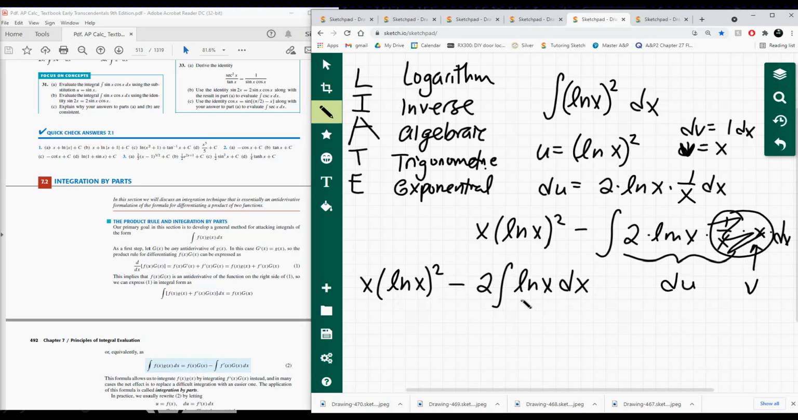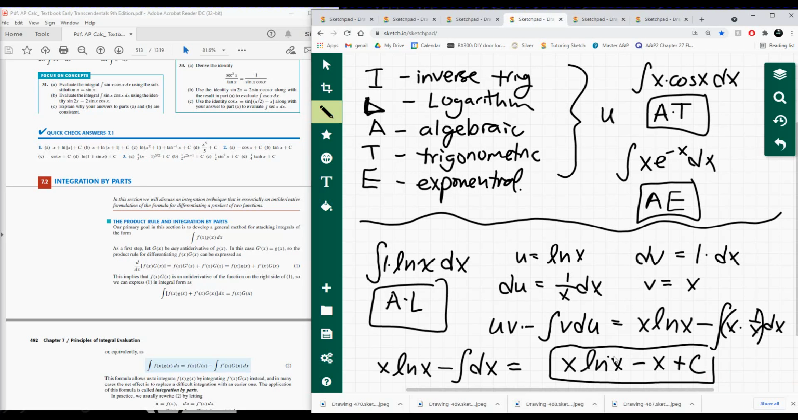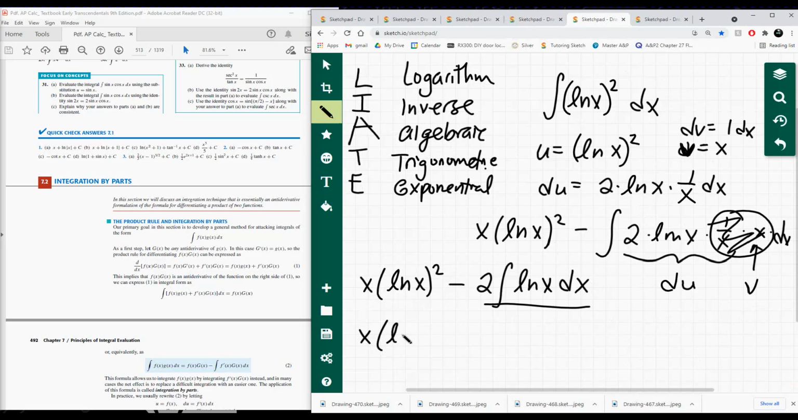And what you'll notice is that the integral of natural log of x is something that we solved from the previous problem, which should equal x ln of x minus x plus c. So therefore, I know that this is going to be x times natural log of x squared minus 2 times x ln of x minus x, and we'll just put a plus c on the outside.